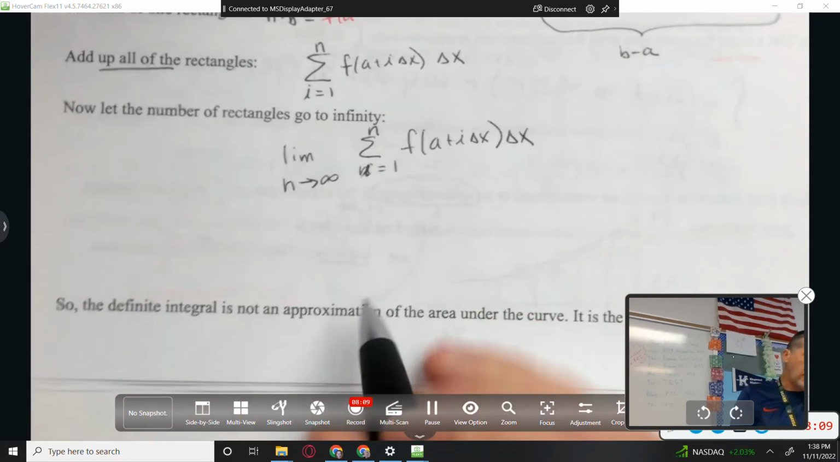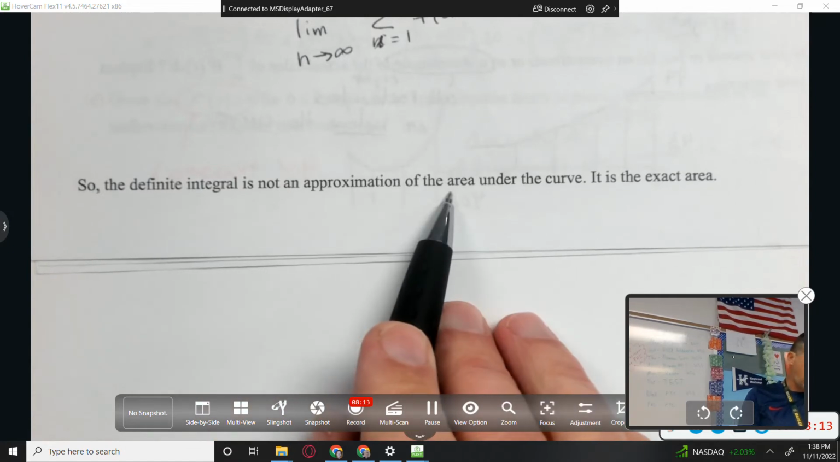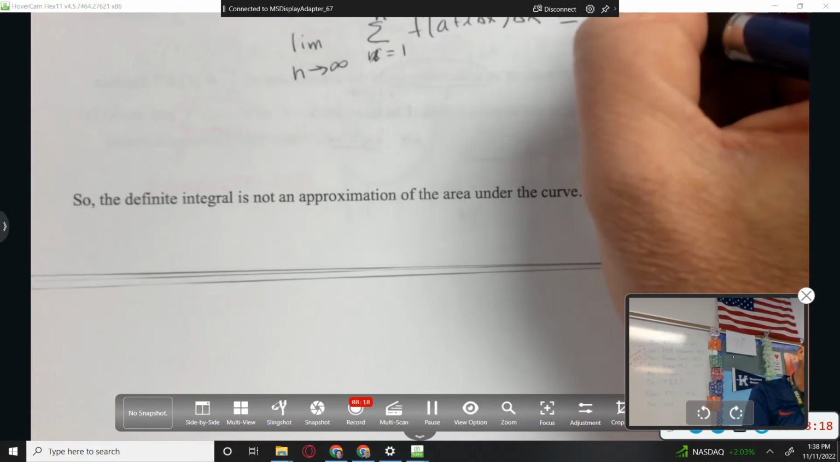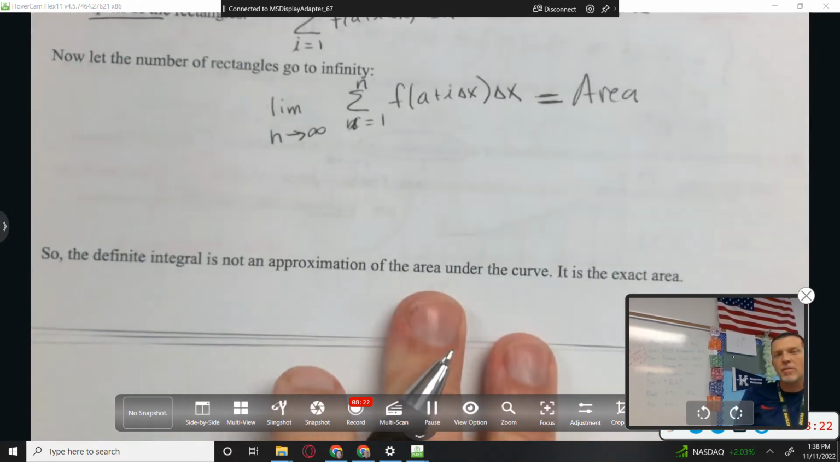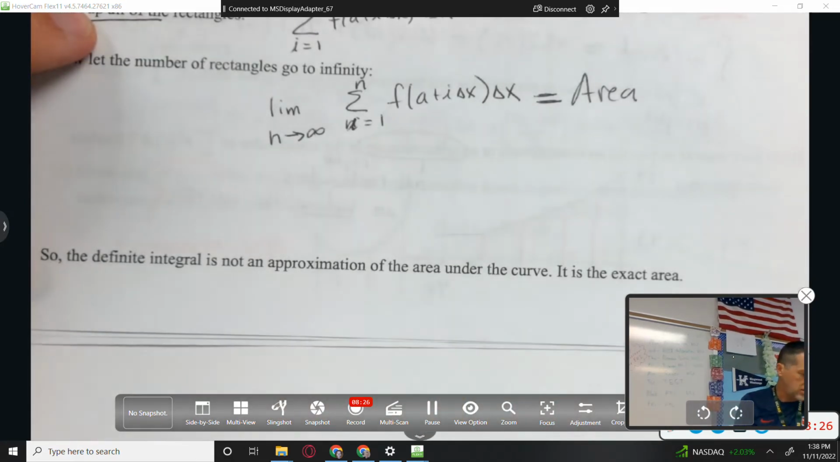Okay, so the definite integral is not an approximation anymore. That's the actual area under the curve now. It's no longer an estimate. That is the area if we could somehow do an infinite number of rectangles, which would be kind of wild.